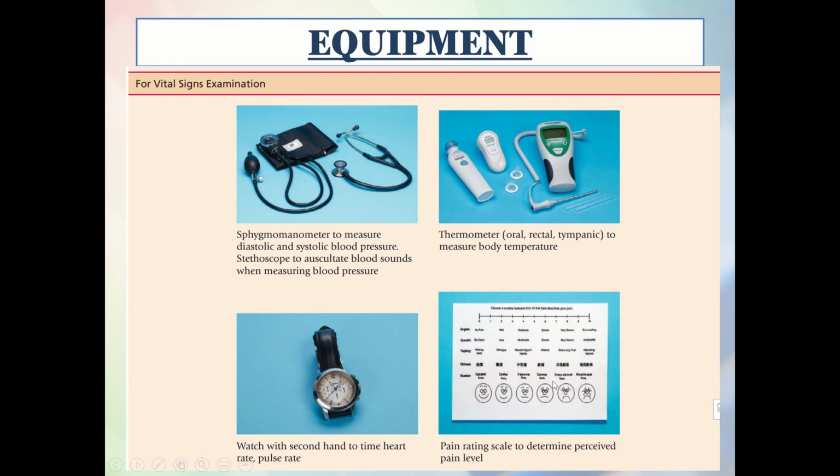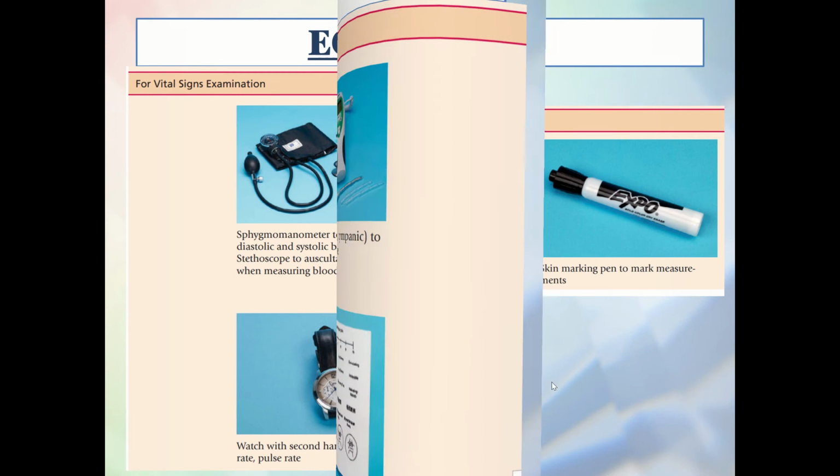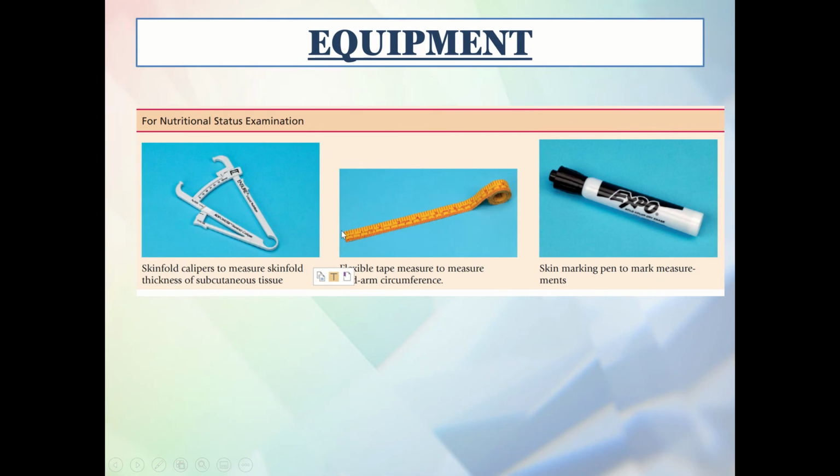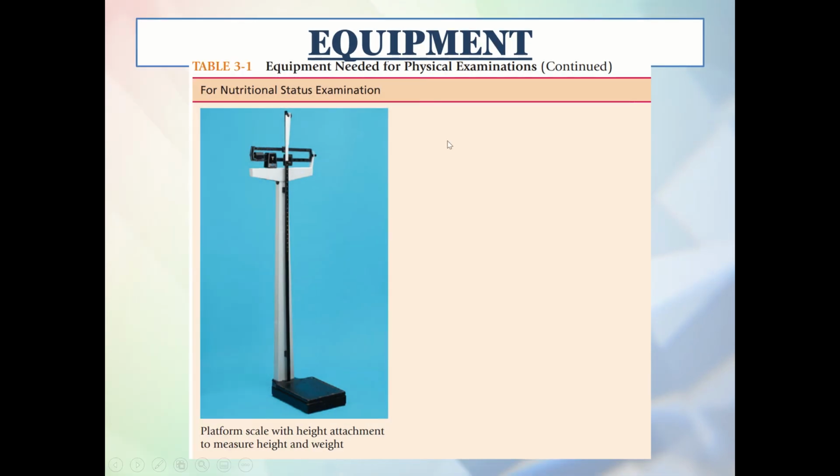So this is an example. Okay, so next, for nutritional status exam, we have the skin fold calipers. So kapag nandun na tayo sa physical assessment ng different parts of the body, we will have a thorough discussion of the equipments. Pero for now, I'll just show them to you, in a glance. So you have your tape measure. Then you have your skin marking pen. Ito for nutritional status exam, you have your platform scale with height attachment to measure the height and weight.